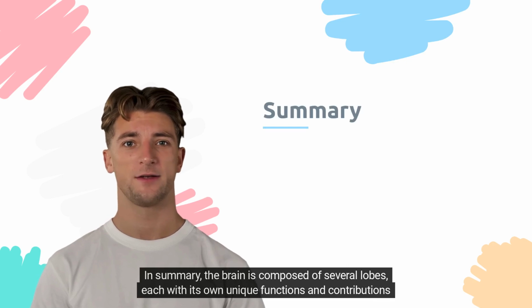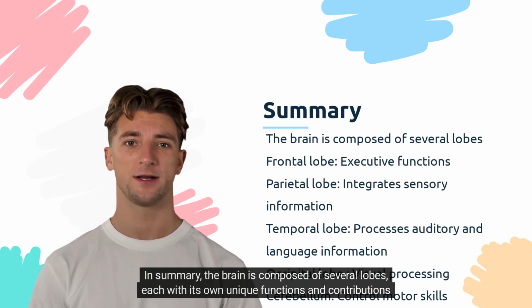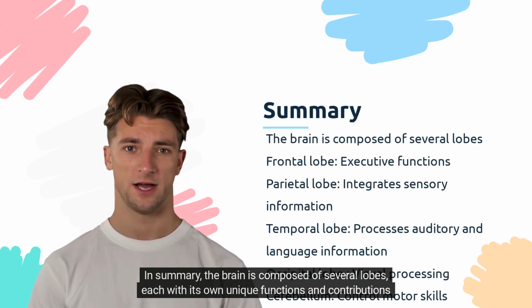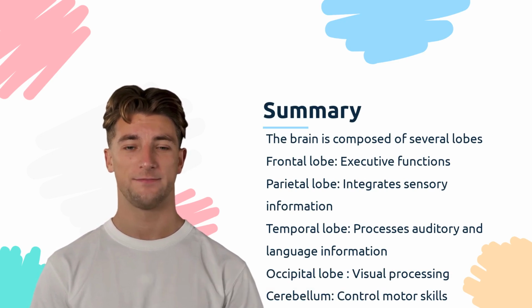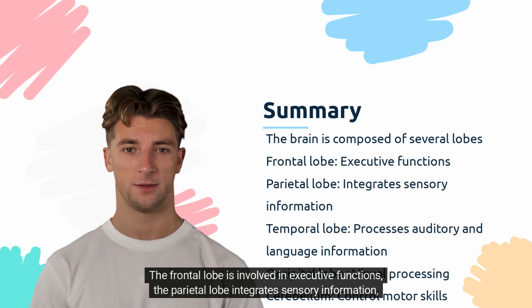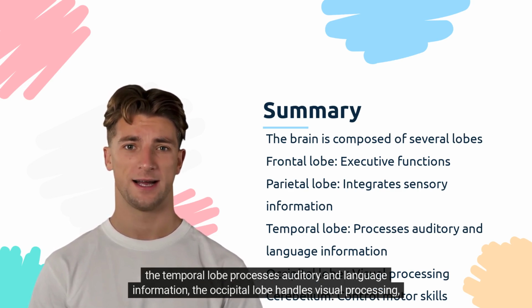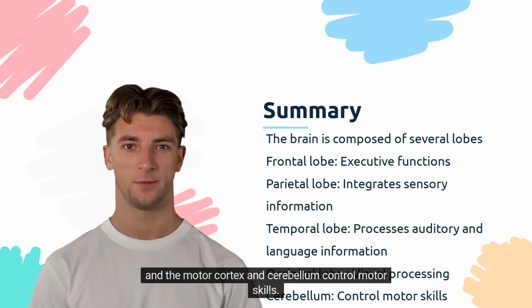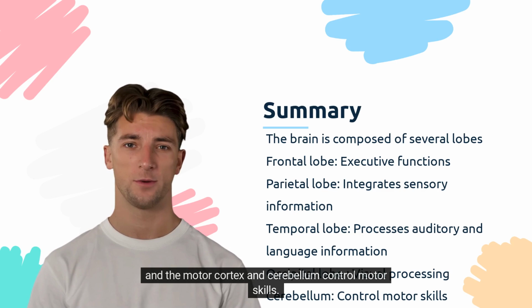In summary, the brain is composed of several lobes, each with its own unique functions and contributions to cognitive performance. The frontal lobe is involved in executive functions. The parietal lobe integrates sensory information. The temporal lobe processes auditory and language information. The occipital lobe handles visual processing, and the motor cortex and cerebellum control motor skills.